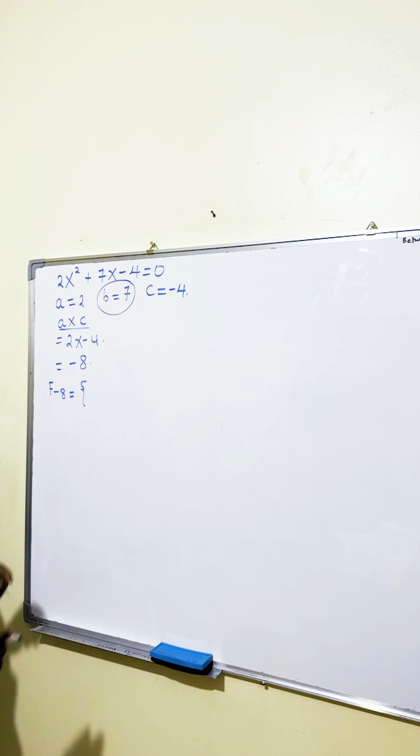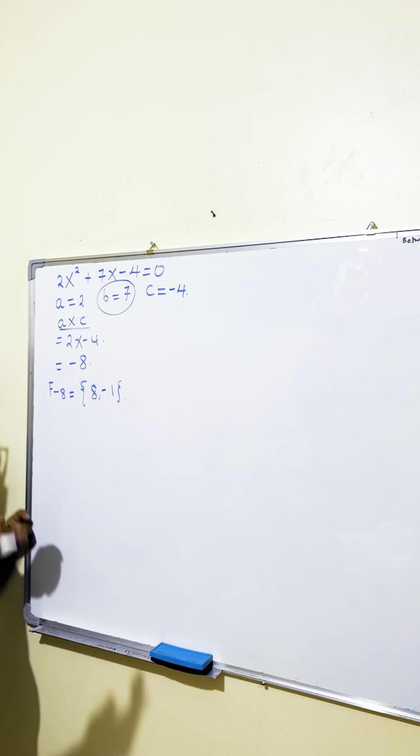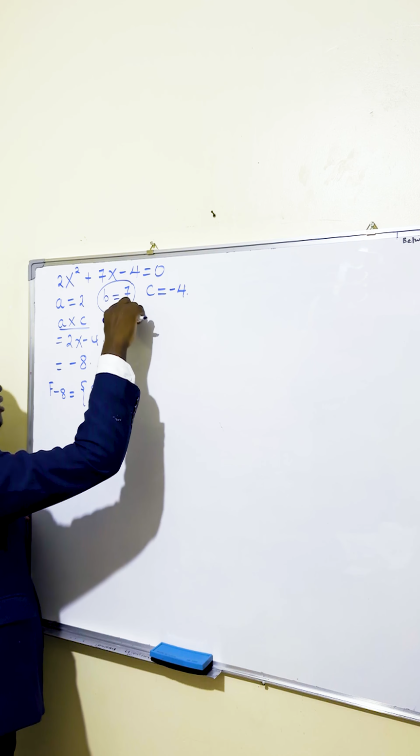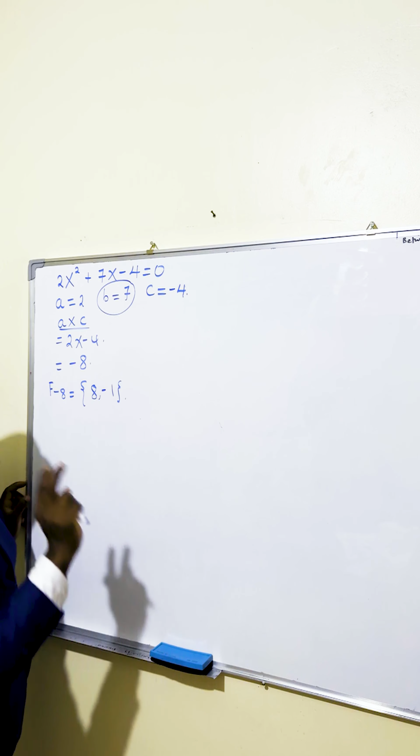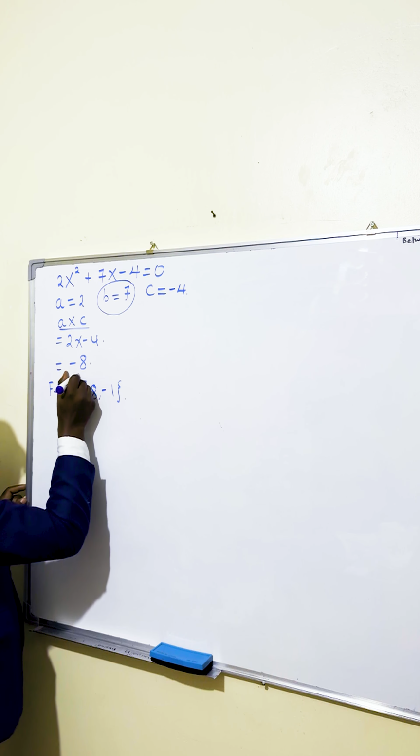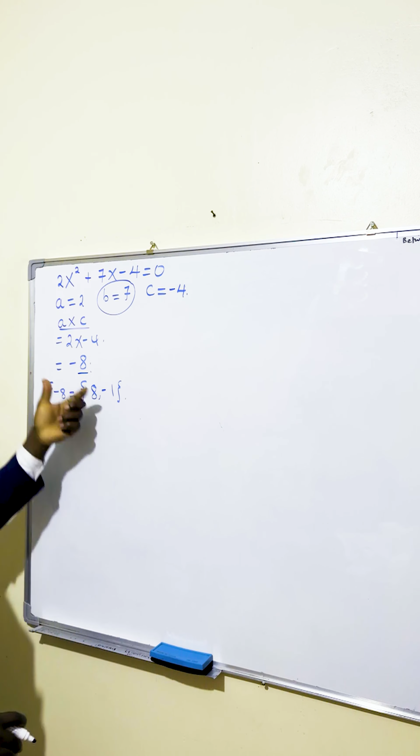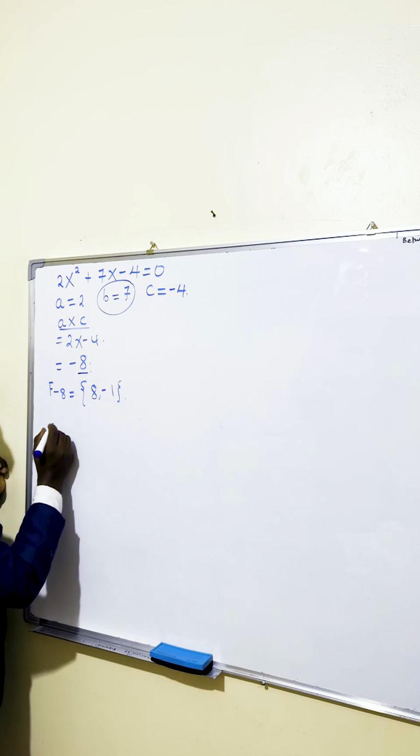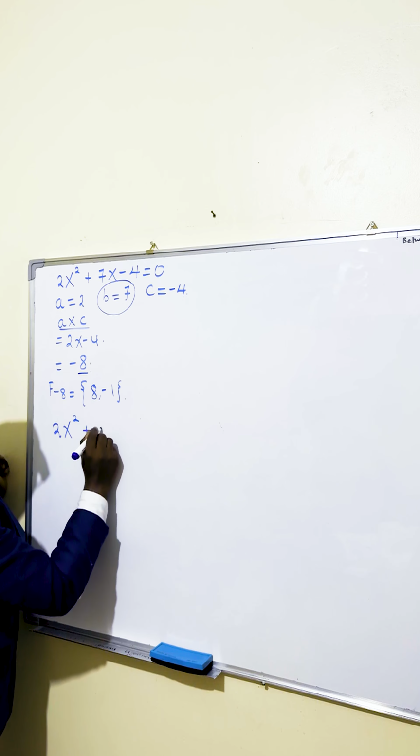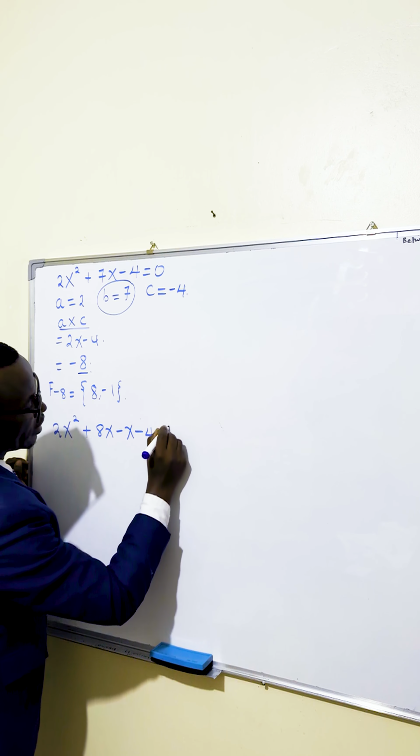So what are those factors? We shall have 8 and then -1, simply because the moment I get 8 plus -1, I'm going to get back to 7. That is the value of B. And the moment I get 8 and I multiply with -1, I'm going to get negative 8. So after getting the factors, we are going to split the middle term using our factors. So we rewrite the quadratic equation. So that is 2x squared, then plus 8x, then minus x, then minus 4, everything is equal to 0.